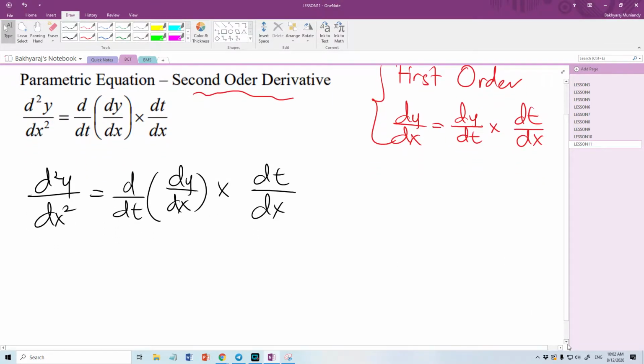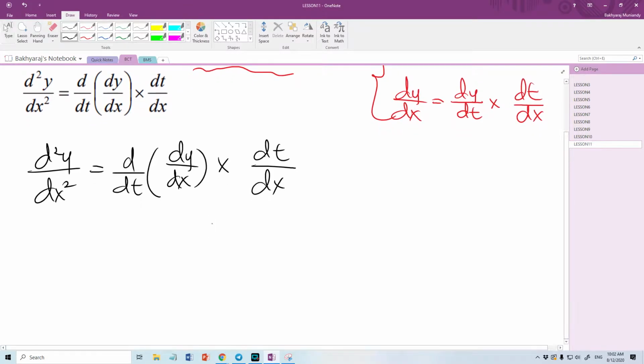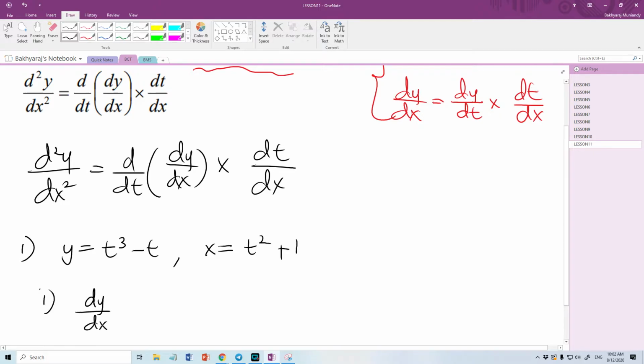And then I give you the first question. So question number 1. Let's say I give you y equals t cube minus t, and x equals t square plus 1. My question is find dy dx. How do we find dy dx? To find dy dx, we must use chain rule.